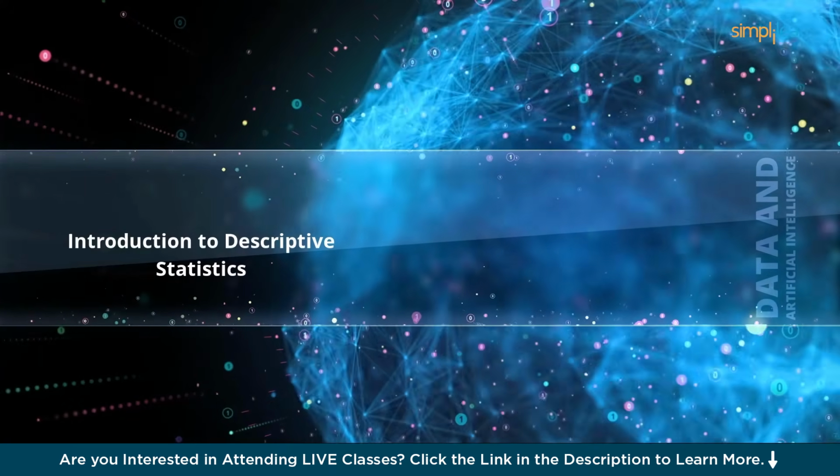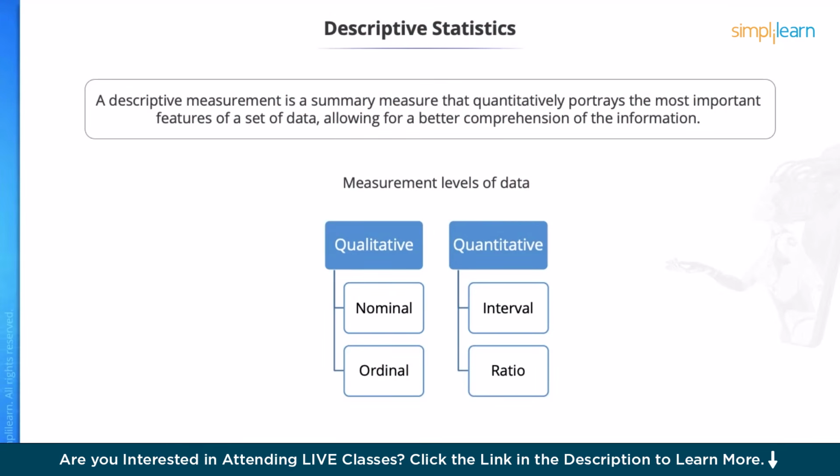Introduction to descriptive statistics. A descriptive measurement is a summary measure that quantitatively portrays the most important features of a set of data, allowing for a better comprehension of the information. Data can be measured at different levels. The levels of measurement describe the nature of information stored in the data assigned to the variables. Qualitative data can be measured as nominal or ordinal. Quantitative data can be measured in terms of interval and ratio type.